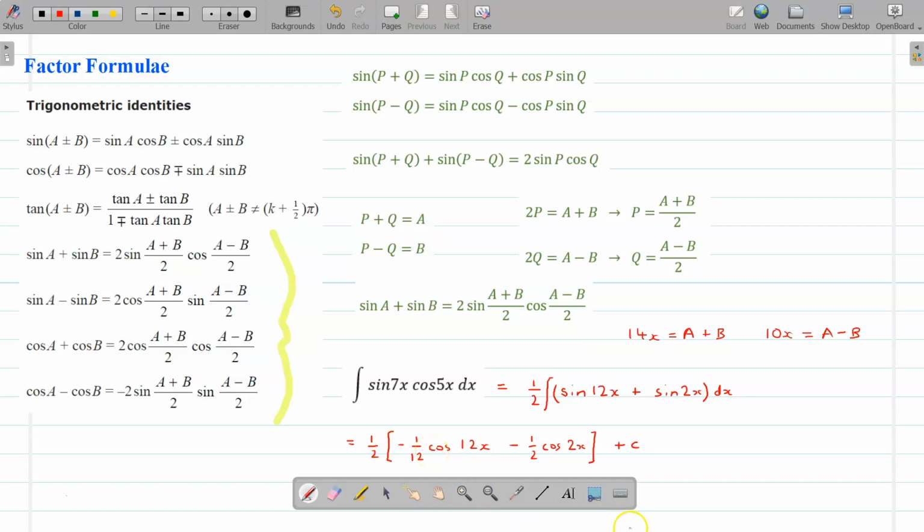And it's easy to do because you're dealing with the simple integration of a single trig function rather than a product, which would require a lot more work. Okay, so that's one of the uses of the factor formulae. They're often overlooked and forgotten about, and yet they can be incredibly useful.